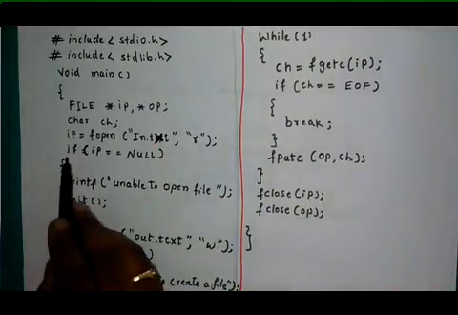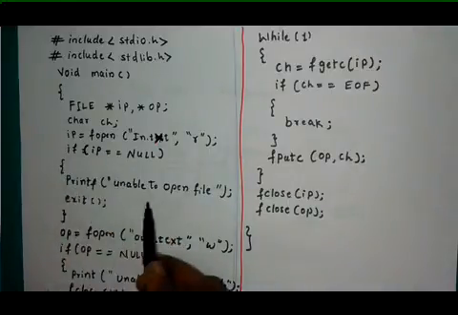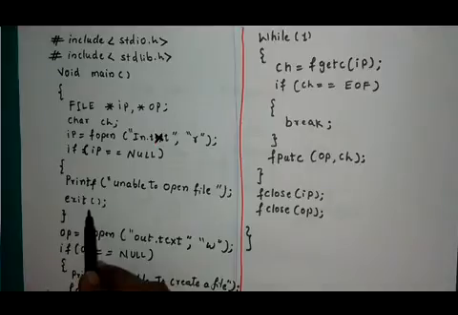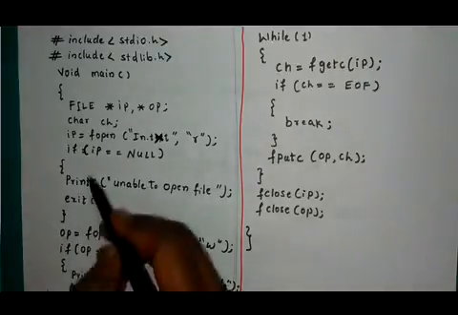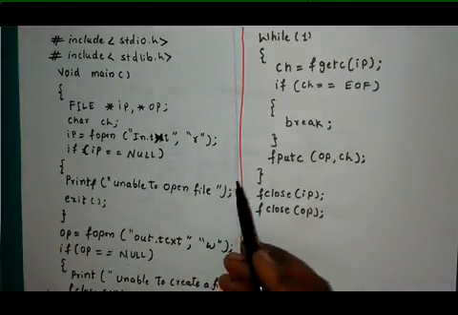You are supposed to apply the same concepts which you stated for the previous IP. So if out.txt is created, then it will return the address. If not, it will return a null value. So if op equal to null, it means that I'm unable to create a file called out.txt. In that case you should say unable to create a file.